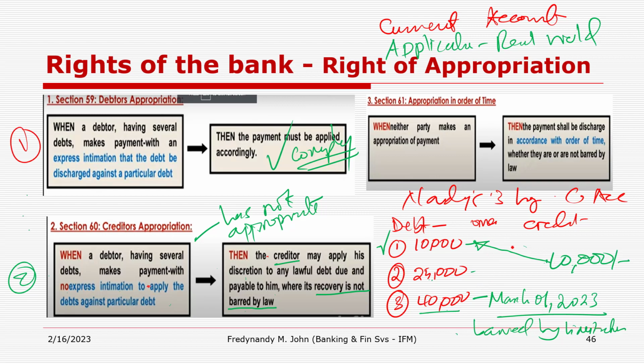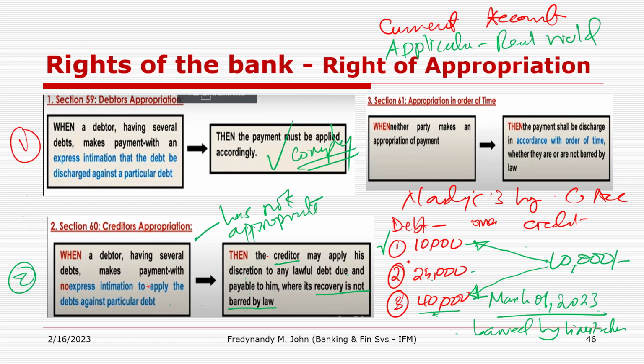What if the customer is silent? Rule number two, the banker is allowed to appropriate as he or she deems fit. You appropriate at your own discretion. Now, in this circumstance, it is worthwhile to adjust debt number three, because debt number three will be barred by limitation on the 1st of March 2023. So a rational banker is allowed to adjust debt number three before continuing with something else. This is here in number two: the creditor may apply his discretion to any lawful debt due and payable to him, where its recovery is not barred by the law.